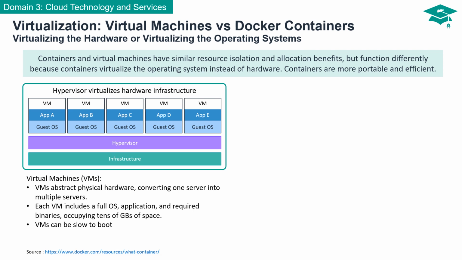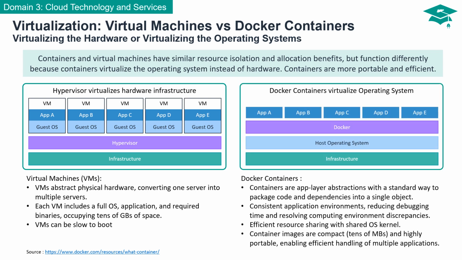Virtual machines are a traditional hardware virtualization. VMs abstract the physical hardware of a server, effectively converting a single physical server into multiple virtual servers. This allows you to run multiple isolated instances on a single host. Each VM includes a complete operating system, application, and all the required binaries. This comprehensive packaging approach means that VMs can occupy tens of gigabytes of storage space. VMs can be slow to boot up and consume a significant amount of resources due to their individual OS instances.